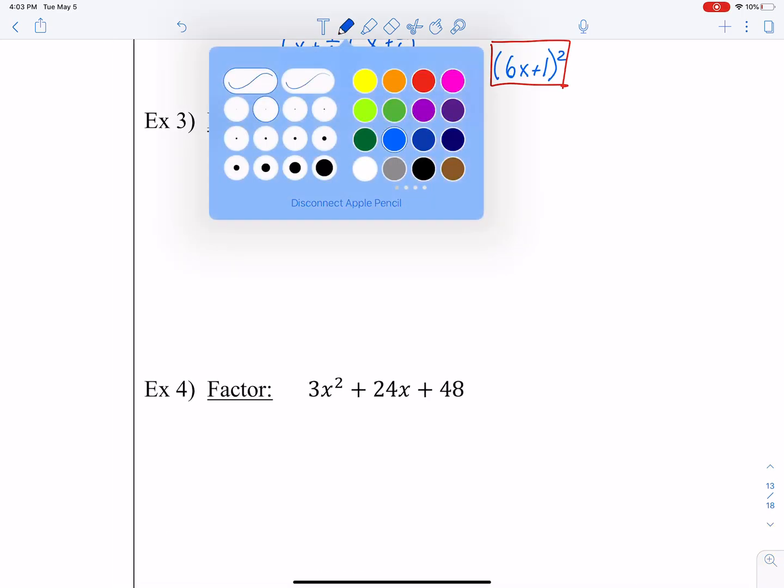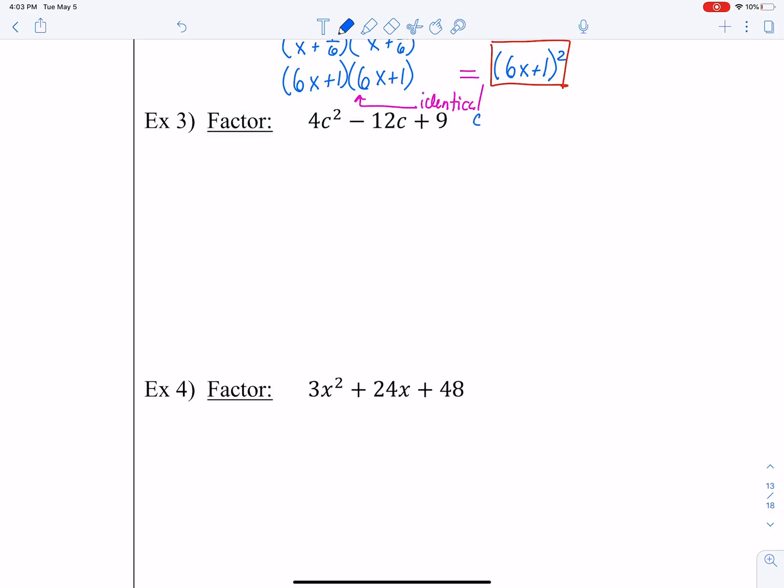Next one, we're going to look. Do we have a greatest common factor? So first we'll look for a letter. C squared, C, nothing. So no letter that we can take out. 4, 12, 9. There's no number that goes into those three. So there's no greatest common factor. We do not need to reorder. So you can go ahead and give this one a try. Try and factor this to the very last step. So you're going to pause here and give it a shot.